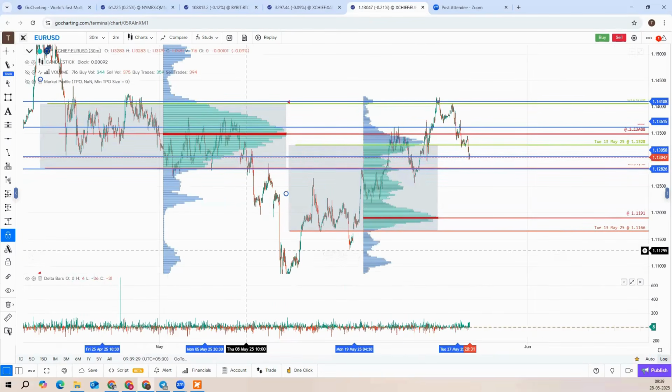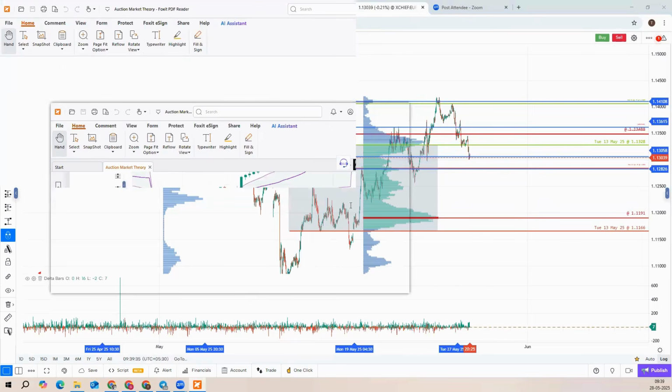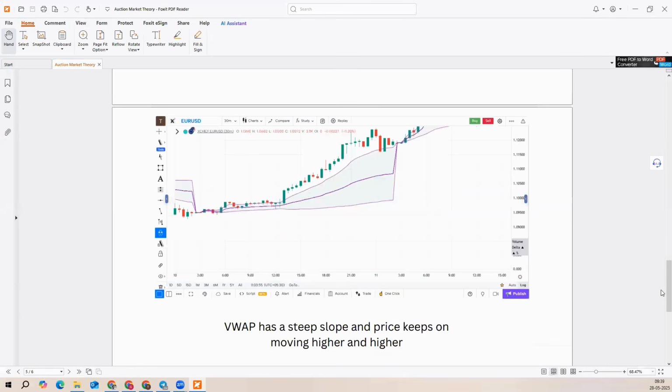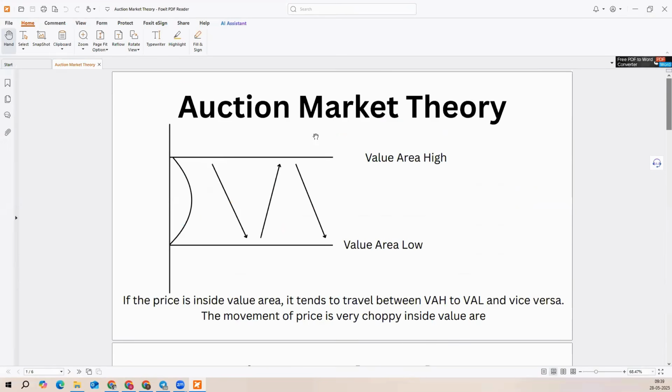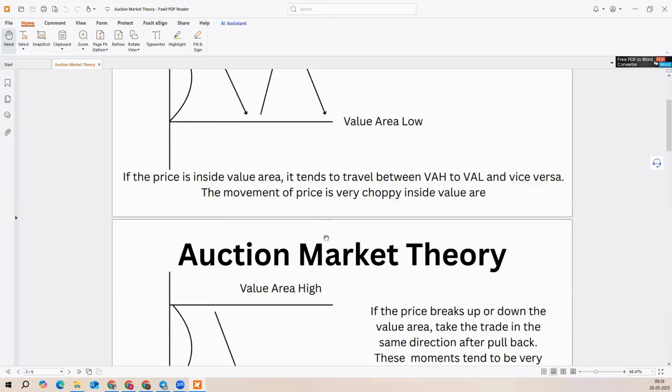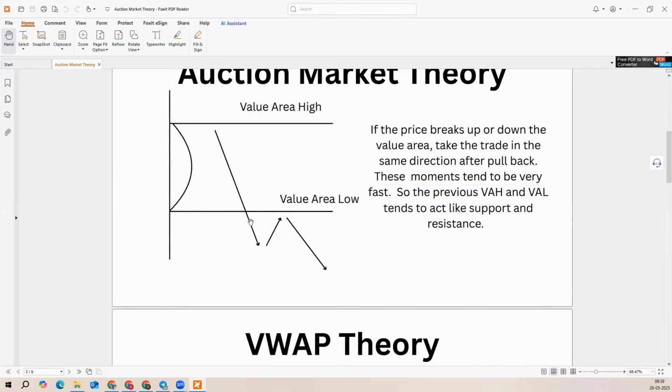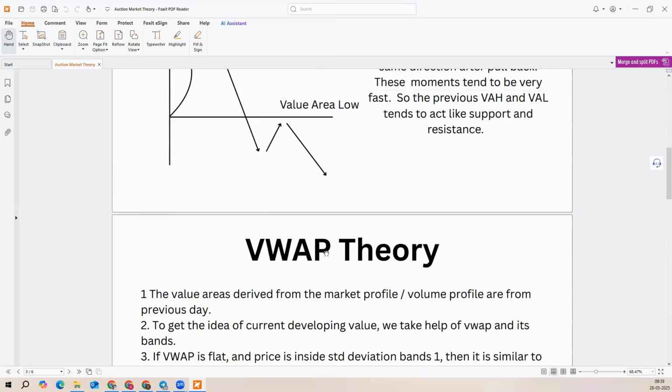Let me quickly revise the theory which we keep on following. Guys, remember this. Auction market theory says if the market is inside a value area, it will keep on reversing from value area high to value area low. However, if it breaks out or breaks down, let it break out or break down with a proper delta, a small pullback, and then trade in the same direction.